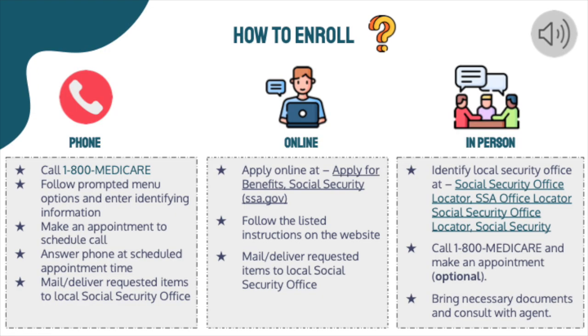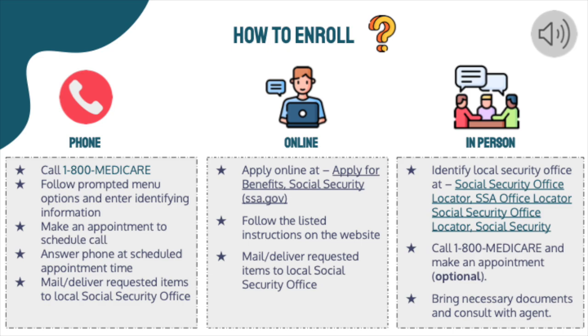And how do you enroll? There are 3 different options: by phone, online, or in person. To sign up by phone, you can call 1-800-MEDICARE and follow the prompted menu options and enter identifying information. You can make an appointment to schedule a call and answer the phone at the scheduled appointment time, and then mail or deliver requested items to the local Social Security office.